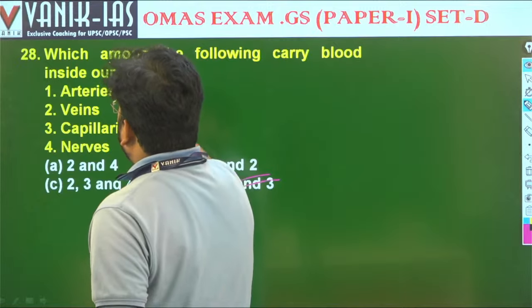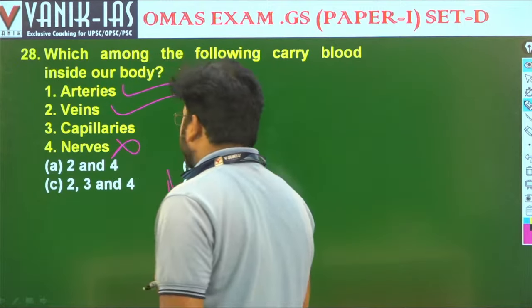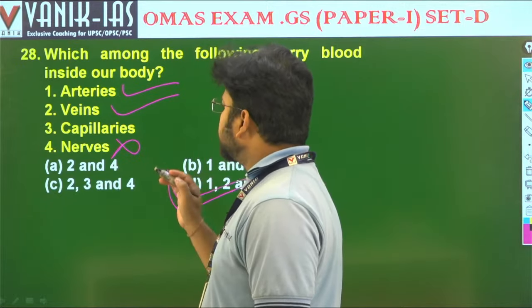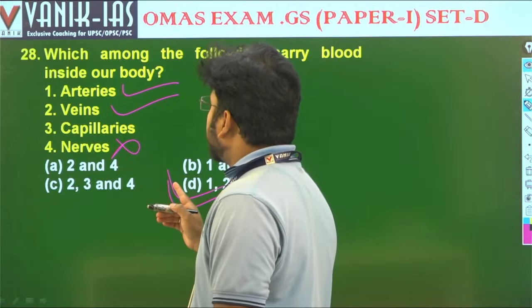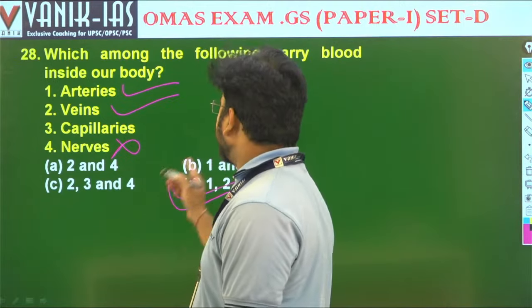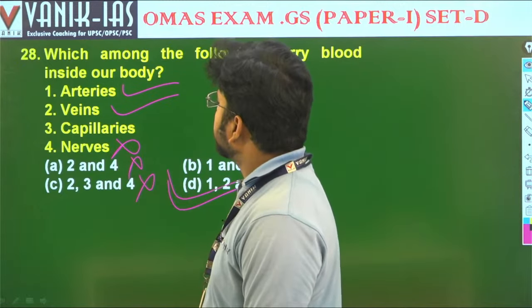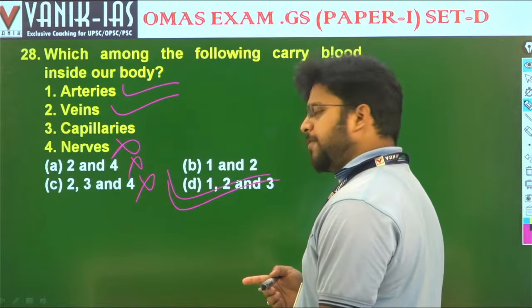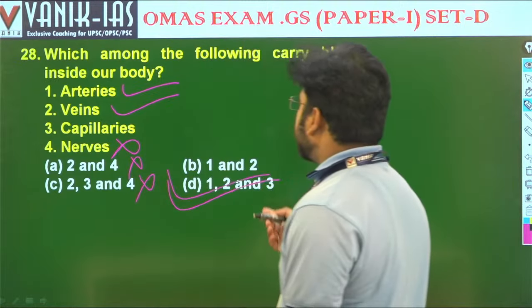See, 1 and 2 are correct, you know this. 4 is wrong, you know at least that. You may be confused about 3, but any option where 4 is there is wrong. So 2 and 4 are wrong. Next, you can get confused between B or D. Capillaries are also there. D is the answer.